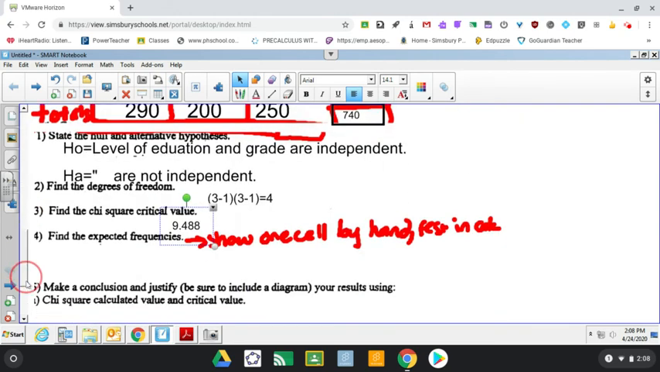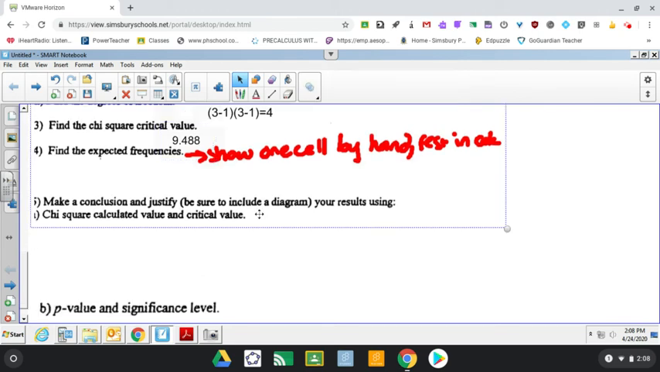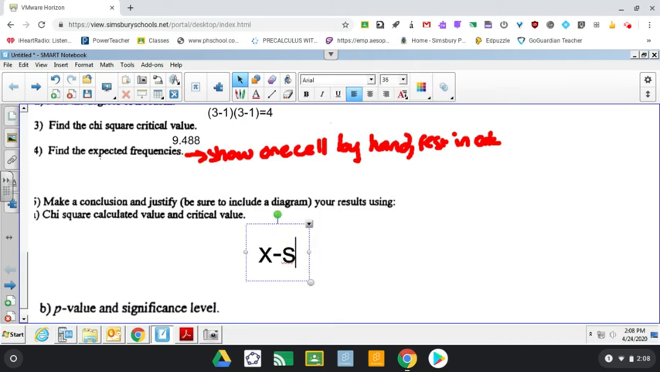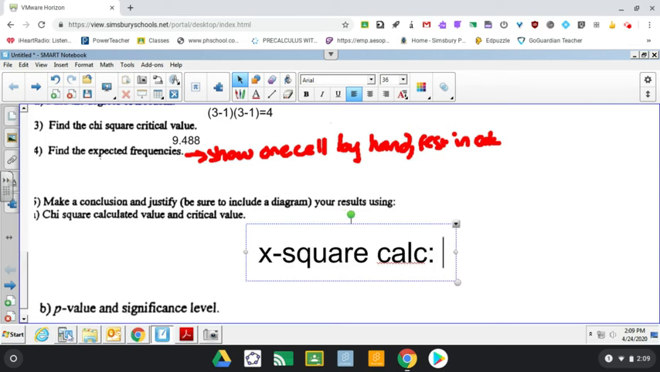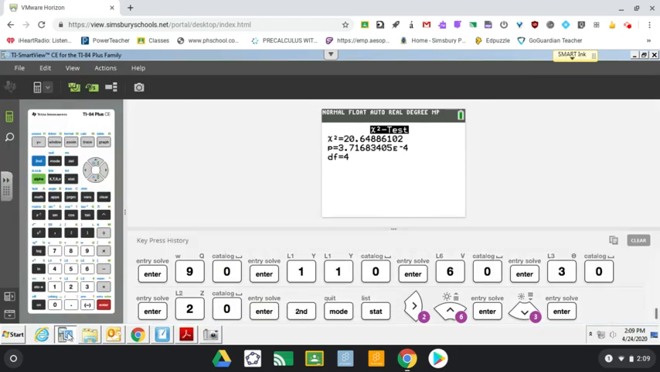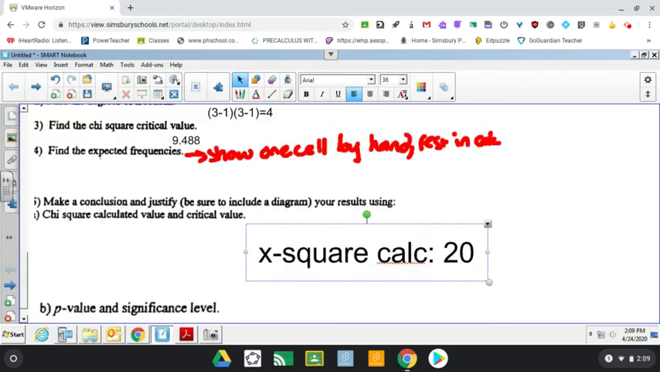So that is here. So your chi-square, and chi looks like an X. It's kind of like a curly X, but your chi-square calculated, which is the one that comes from your data. What did I say it was? 20.6. And we'll use that information in a second.